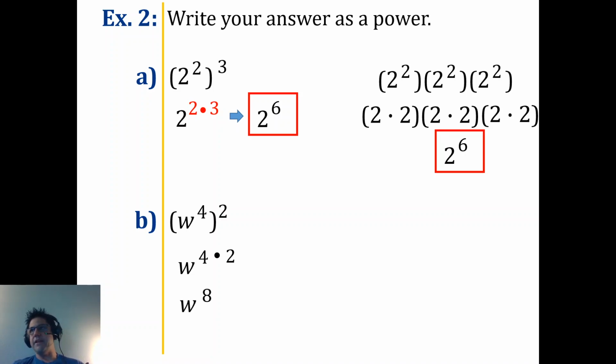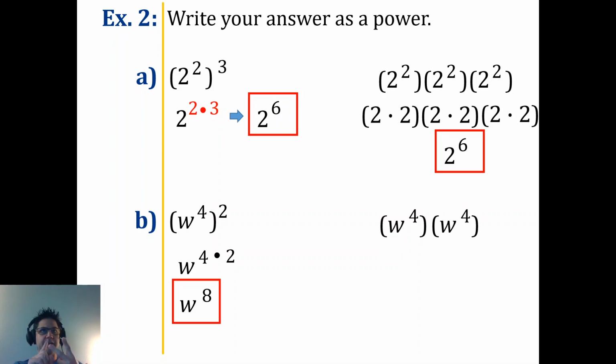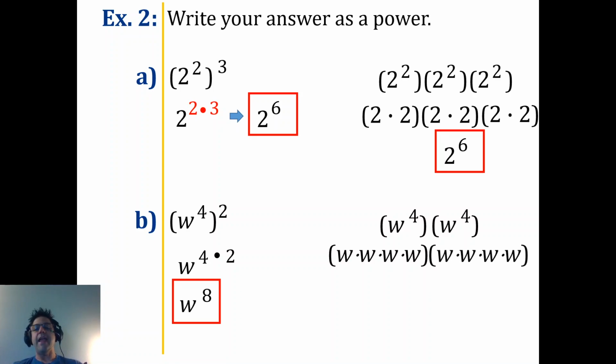If you were to expand it, you ask yourself again, okay, how many parentheses do I have? The outside exponent tells me that I have 2 parentheses. W to the fourth power, that's W. Yeah, we still like saying W's. And you have four of them, and then four more, boom. That was like my gang signs, boom. Not really. Don't join a gang. So we have eight of them, W to the eighth power. There we go.